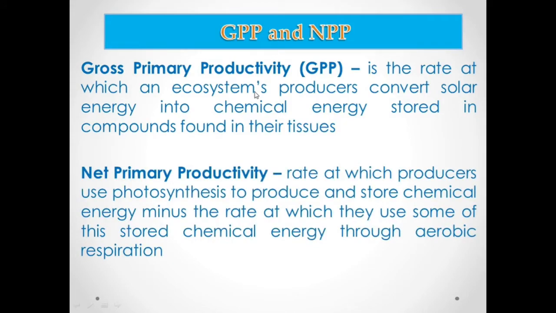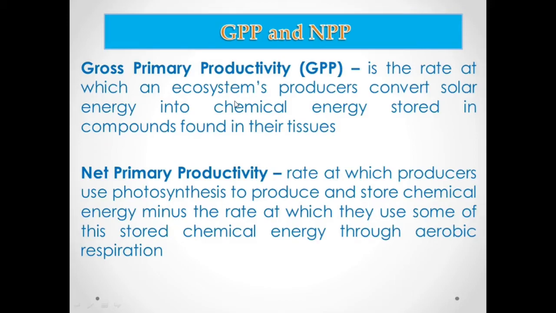And the net primary productivity, or NPP, is the rate at which producers, so it talks about only the producers, okay? So it's not the ecosystem anymore, it's the individual producer. The producers use photosynthesis to produce and store chemical energy, minus the rate at which they use some of the stored chemical energy through aerobic respiration, okay? So it's the producers' production minus what they use of their stored chemical energy. Okay, that is now the net primary productivity.